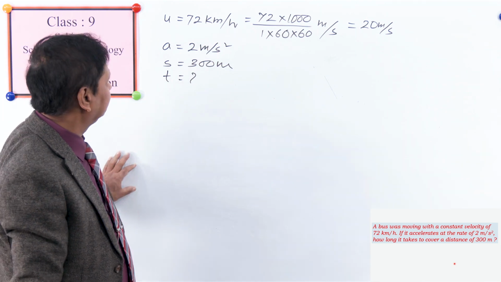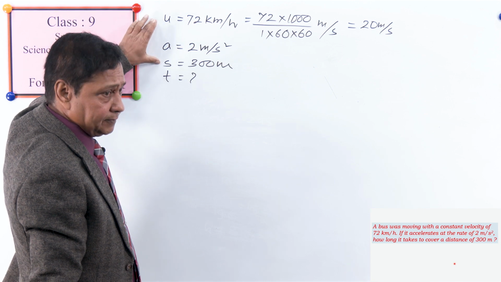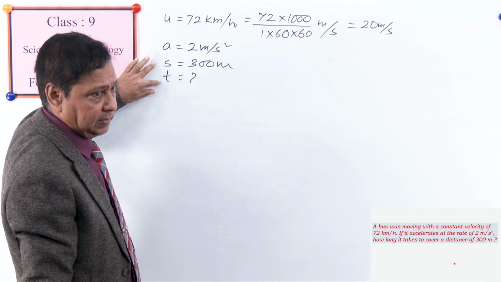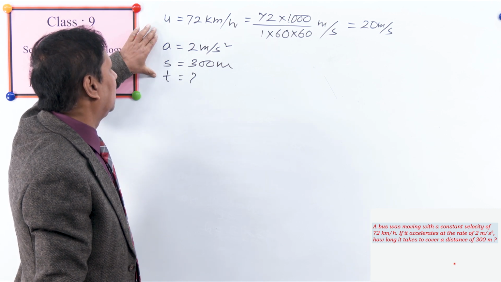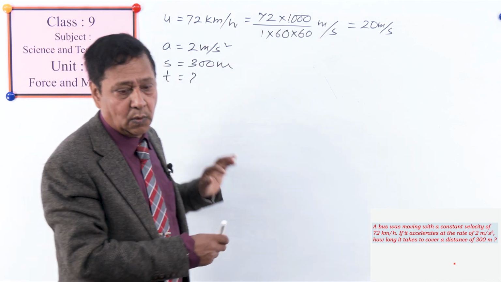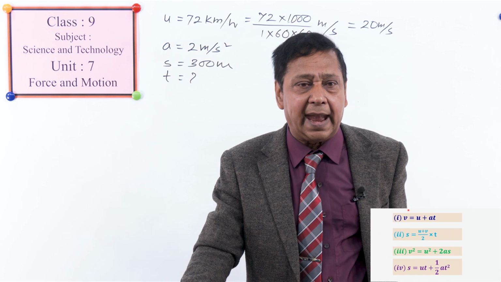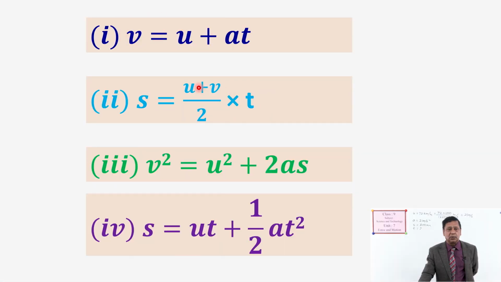Now looking at the question, what is seen? U, A, S are given. T is the question. Really the question is T. U, A, S, T, these symbols we are going to solve in the equation. Where is it? U, A, S is missing in the first. U, A is missing. All of U, A, S, T are present in this fourth equation.